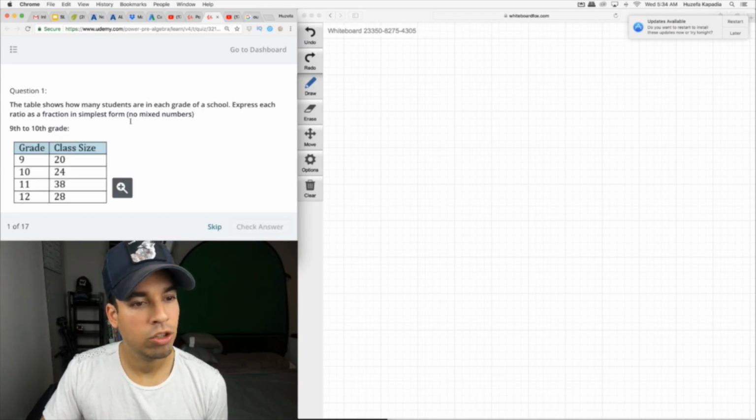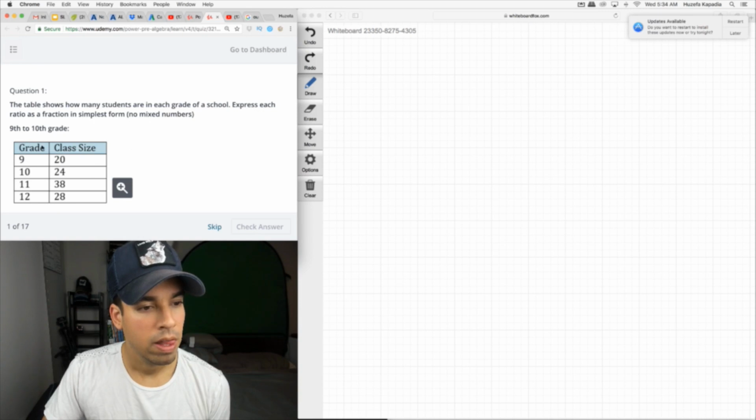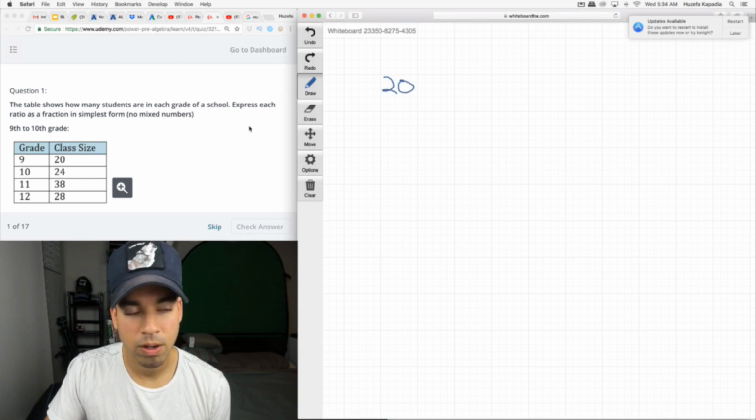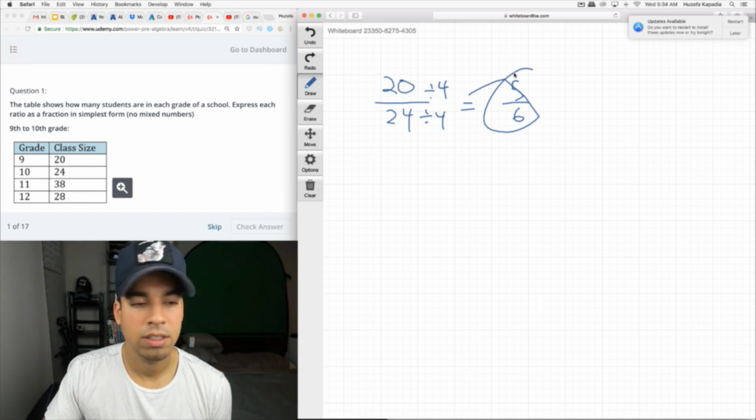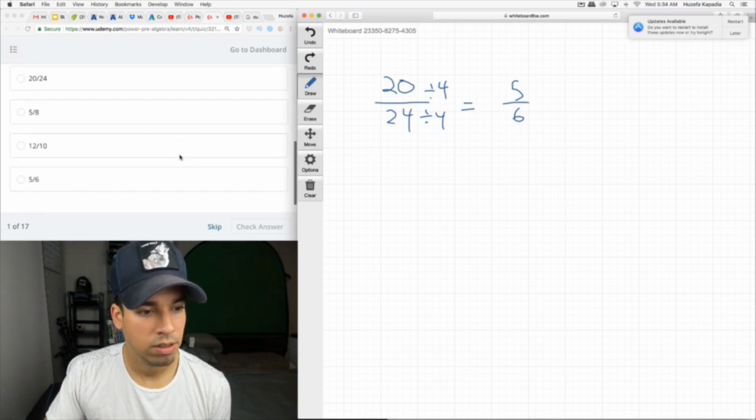All right, question 1. The table shows how many students are in each grade of a school. Express each ratio as a fraction in simplest form, no mixed numbers. So we want the ratio of 9th graders to 10th graders, which is 9th is 20, and we always give it in the order that it's given. So 20 over 10th grade, which is 24, and then we reduce that by dividing the top and bottom by 4. And we get 5 over 6. That's our ratio. 5 over 6.